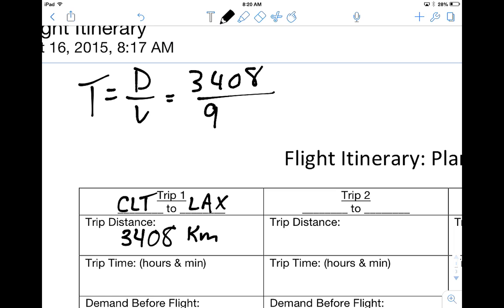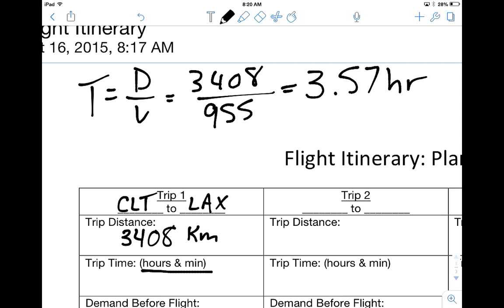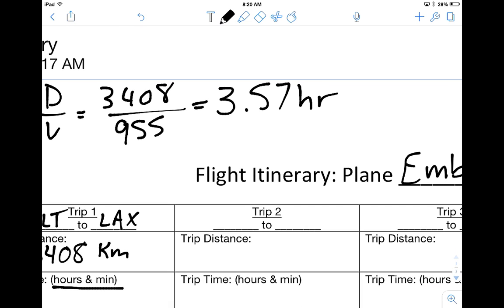So I've got my phone calculator out here. I'll do that while you guys are waiting. So 3408 divided by 955 is 3.56. Okay, so that's 3.57. So that's 3.57 hours. Now this needs hours and minutes. So I got to change my 3.57 hours. So I know it's going to be 3 hours, but I got to make this into minutes. So what I'm going to do is I'm going to do 57 divided by 60.